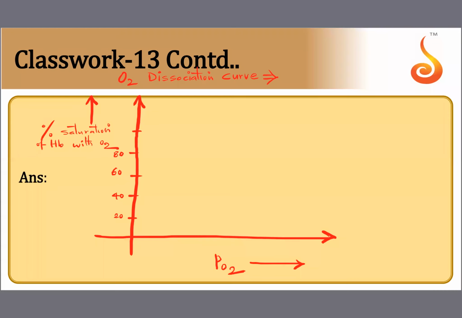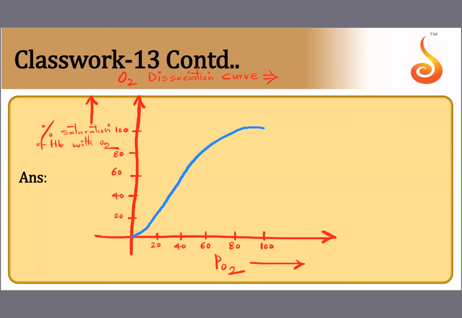So let us say 100% saturation. We have taken the grades up to 100, and here also partial pressure of oxygen 20, 40, 60, 80, and 100. And now if you see the curve that you will get, the oxygen dissociation curve, it will be sigmoid in nature, see. So this will be the oxygen dissociation curve. And what do you understand from this oxygen dissociation curve?